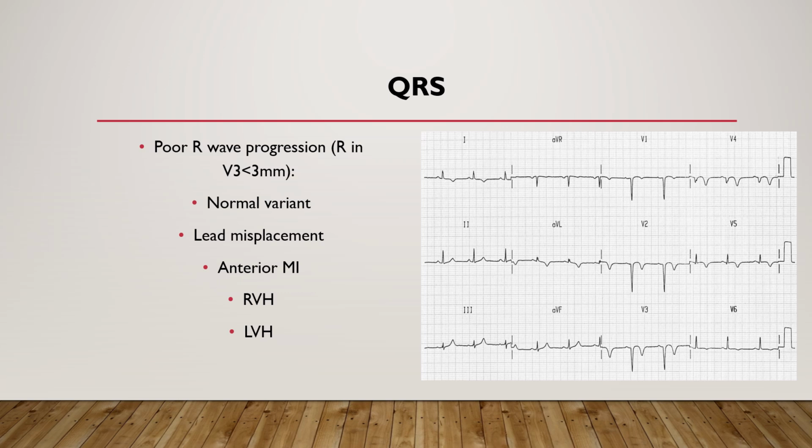So let's keep talking about the QRS complex. You may have heard the term poor R wave progression, but what does it mean? It means that the R wave in the lead V3 is less than 3 millimeters. What is the significance of that? It can be seen in normal patients or be due to lead misplacement error. Some pathological findings which can present with that include anterior myocardial infarction, right ventricular, and left ventricular hypertrophy.